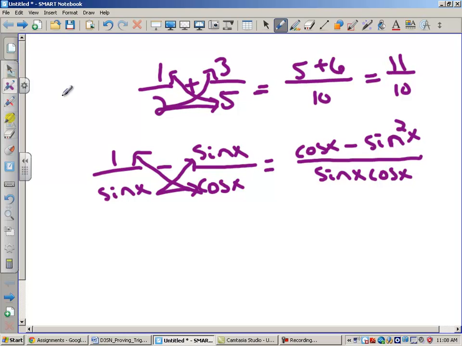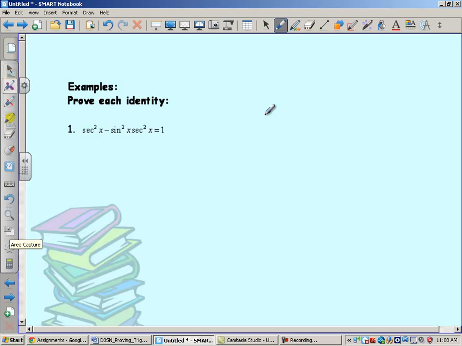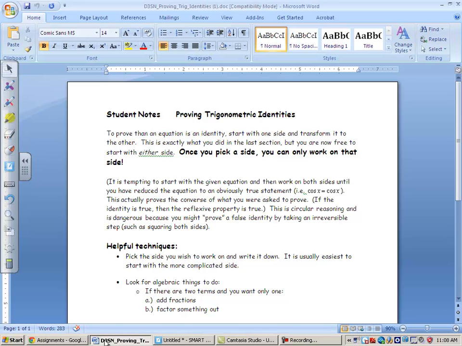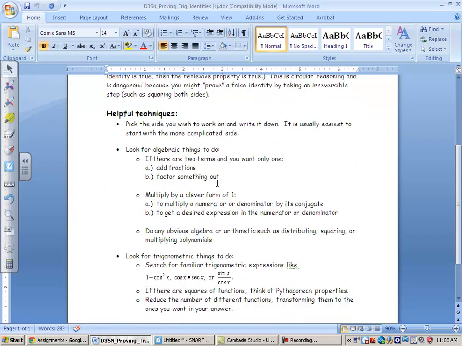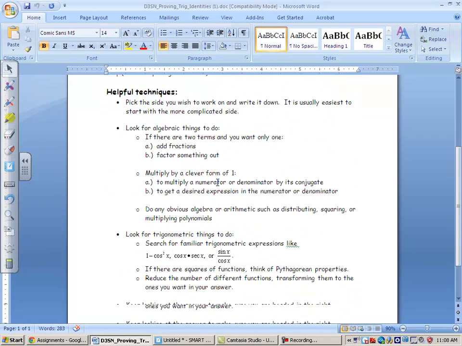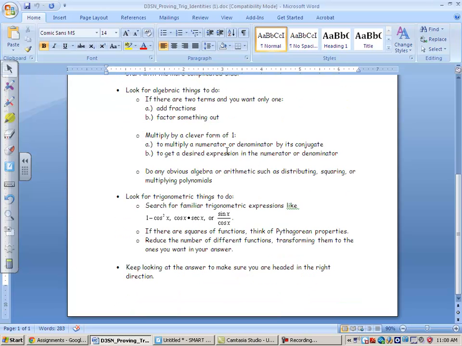Anyway, off we go. We're going to be practicing proofs now, and before you do this, I've got this student notes under assignments right here. This is some helpful things you might want to write down or print off. Just some helpful things if you don't know how to start one of these proofs. So I've got this under assignments under Edline.